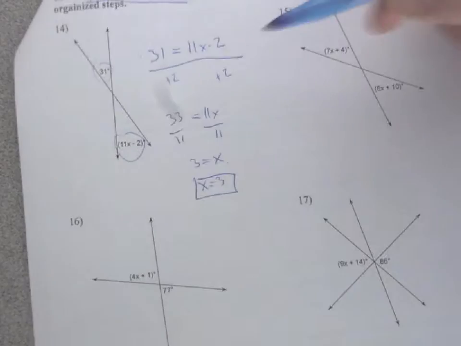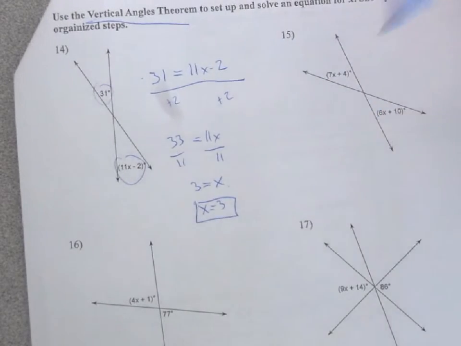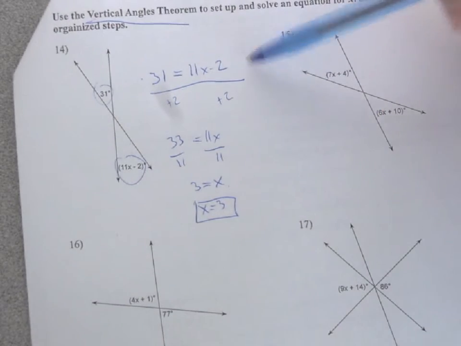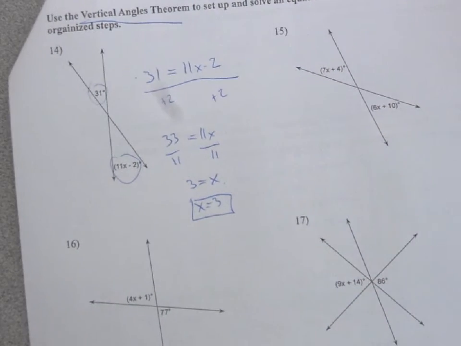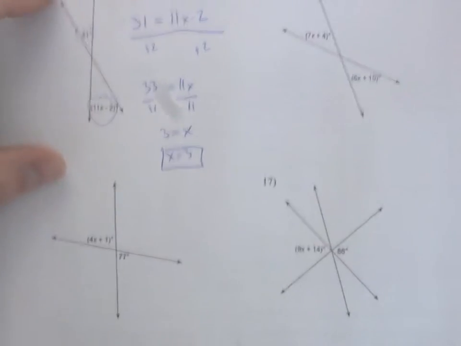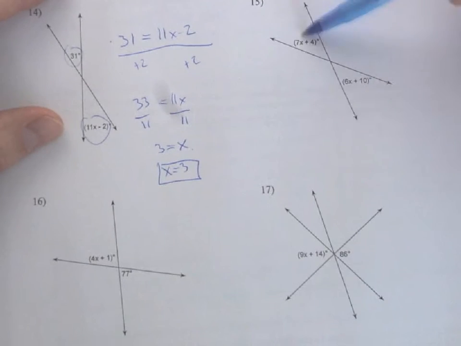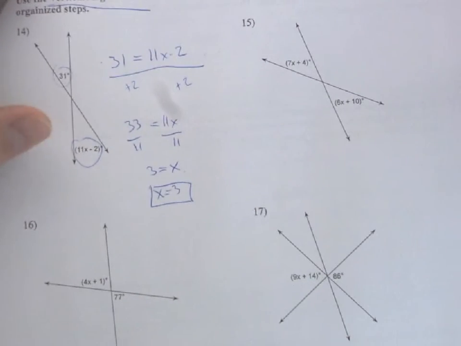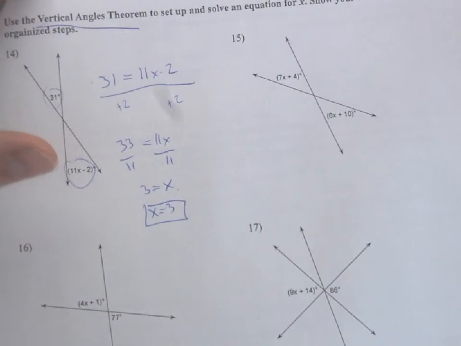Okay, now I'm not going to make you write all the justifications. Just go ahead and solve it. However, I do want to see your equation written out. Okay, all the angle pairs on this page are vertical angles. Okay, so these are vertical angles. What do you know about vertical angles? The vertical angles theorem says they're congruent.